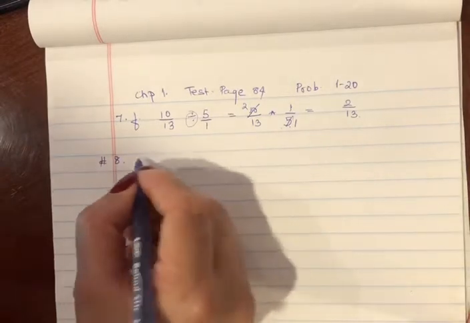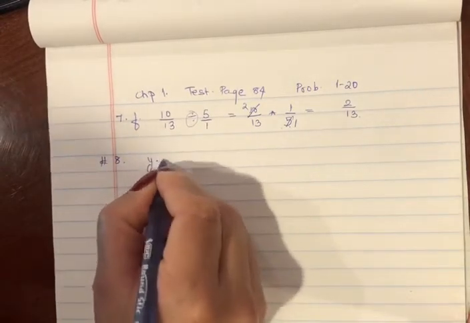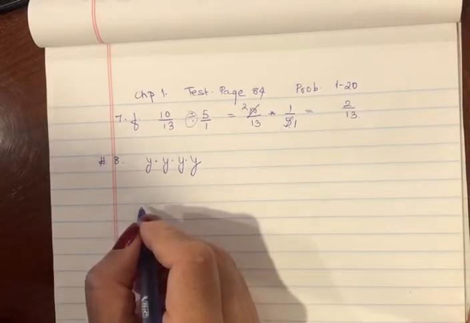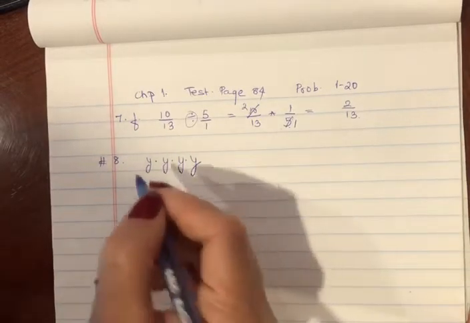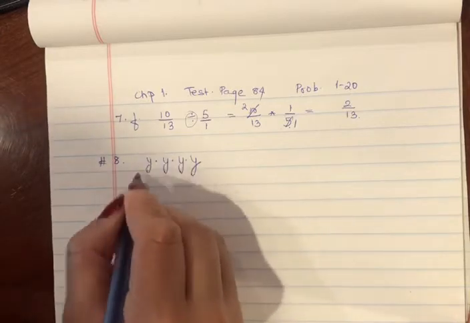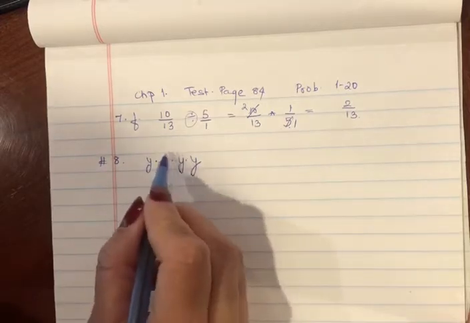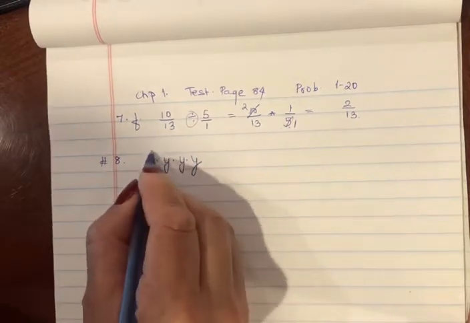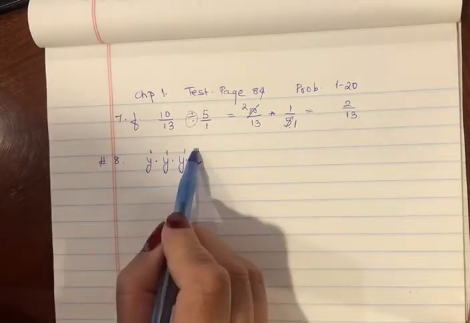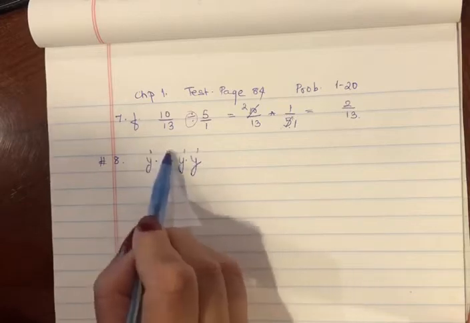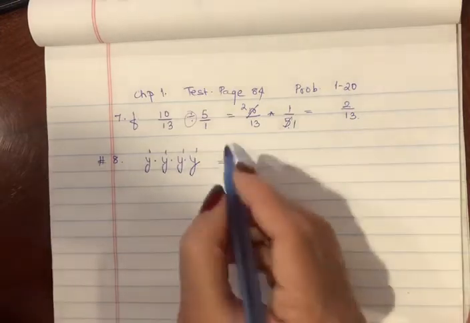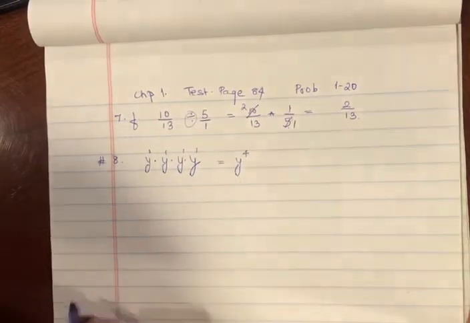Then problem number 8. They have given you 4 y's, and they need you to write it as an exponential expression. If there is a variable or a number without a number on the top, it actually means there is 1. So for exponents, when they are multiplied, you add up the exponents. Therefore, there are 1, 2, 3, 4 y's. So you would end up with y raised to the power of 4.